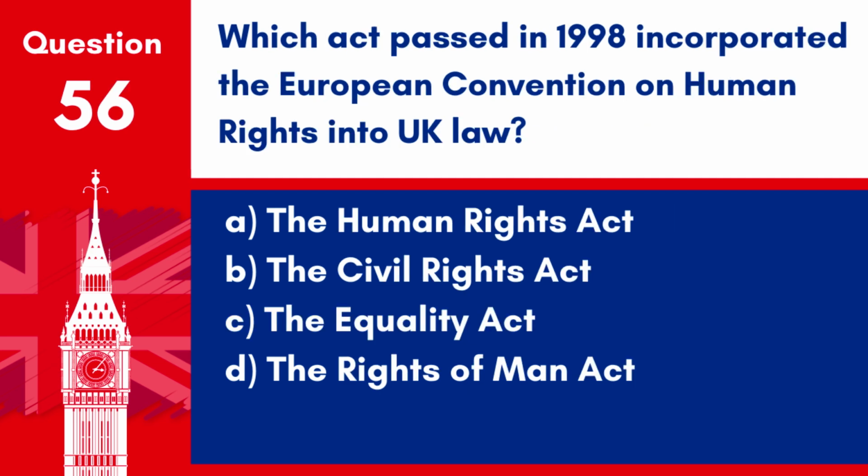Question 56. Which act passed in 1998 incorporated the European Convention on Human Rights into UK law? A. The Human Rights Act. B. The Civil Rights Act. C. The Equality Act. D. The Rights of Man Act. Answer: A. The Human Rights Act. The Human Rights Act of 1998 incorporated the European Convention on Human Rights into UK law, ensuring that human rights are protected in domestic courts.